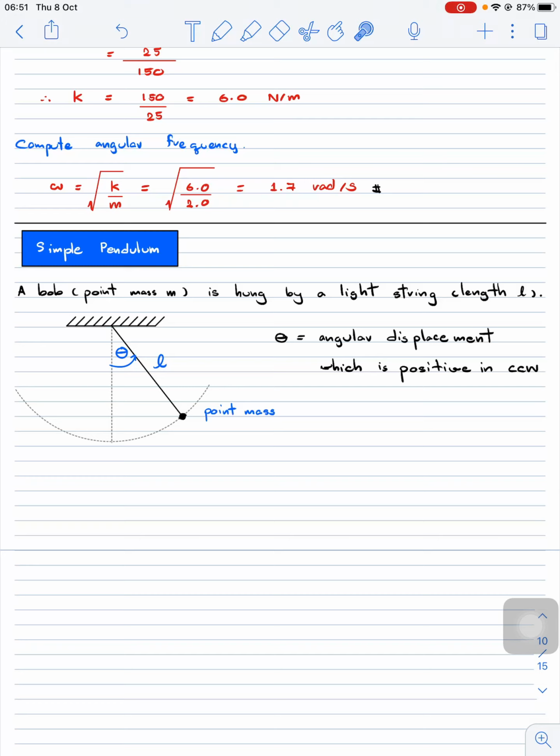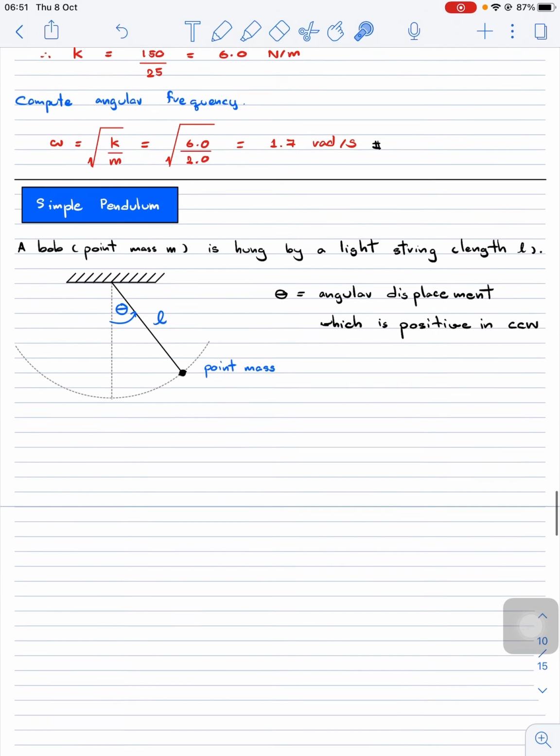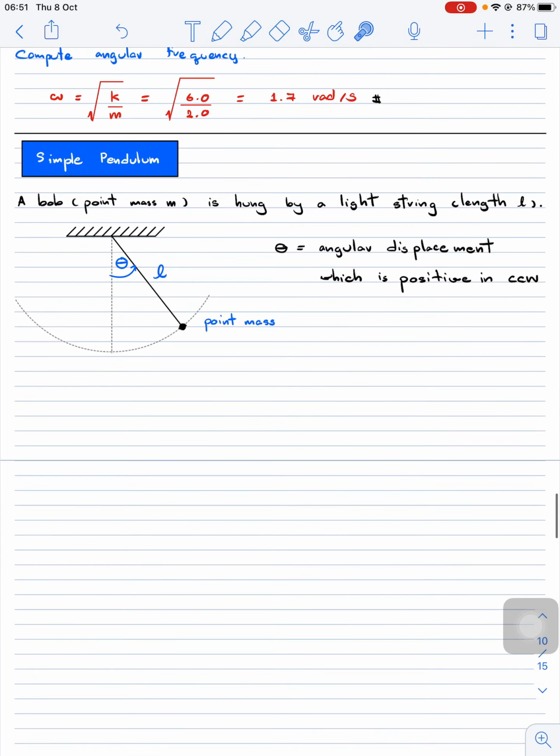Simple pendulum. So right now we just want to turn our interest to the pendulum system instead of the spring-mass system. It's called the simple pendulum. The simple pendulum consists of a bob, or just say a point mass, with mass equal to m. It's hung by a light string of length equal to L.